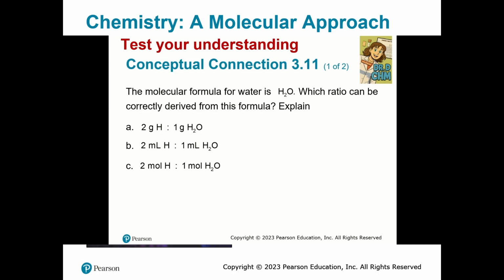So let's test your understanding again over here. The molecular formula of water is H2O, and you know that. Which ratio can be correctly derived from this formula? And explain. So look at those alternatives that we have over here. I will ask you to think a while, pause your video, and then answer by yourself. Okay, so in the first alternative, you have 2 grams of hydrogen per 1 gram of water.